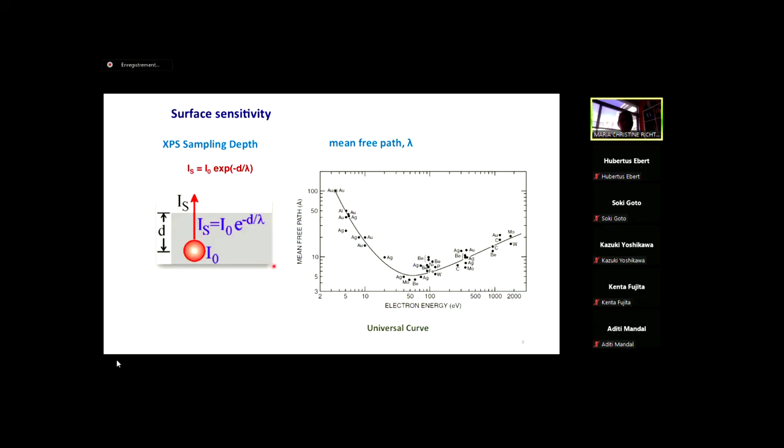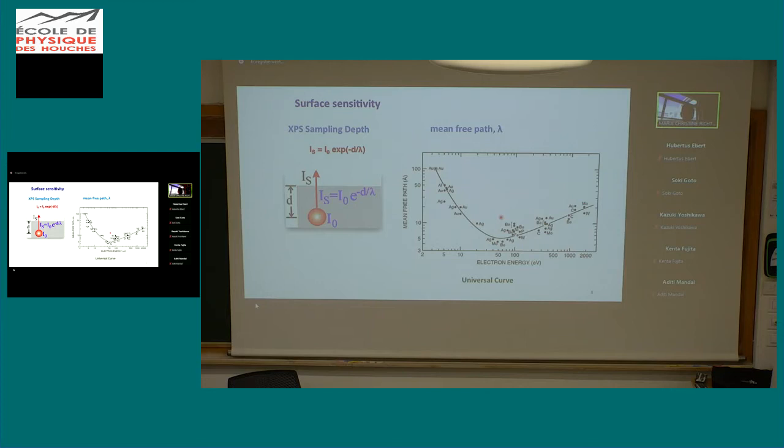So the photoemission technique is highly surface sensitive, which is shown here by this mean free path. Lambda is a function of electron energy. So you see for different elements, you have them more or less around a curve, which is called the universal curve. So even for different materials, you always have more or less the same mean free path, which means that the depth from which the photoelectrons come is very, very small, and it changes quite strongly with the electron energy.